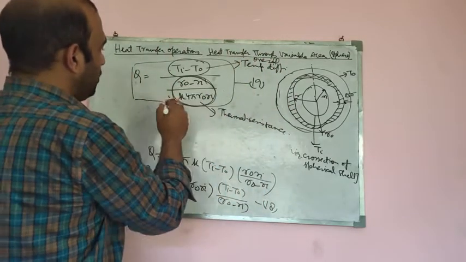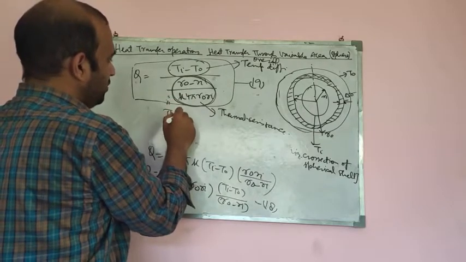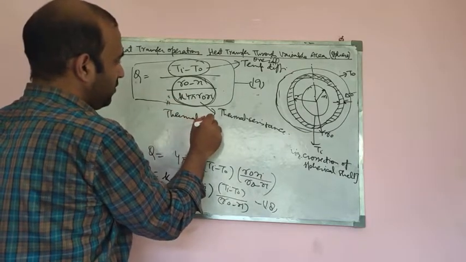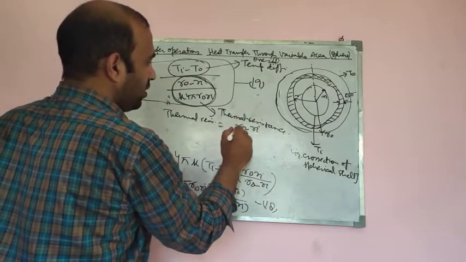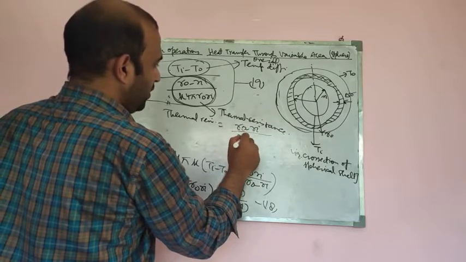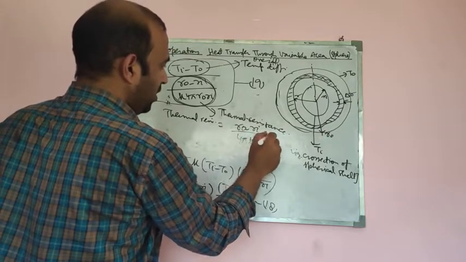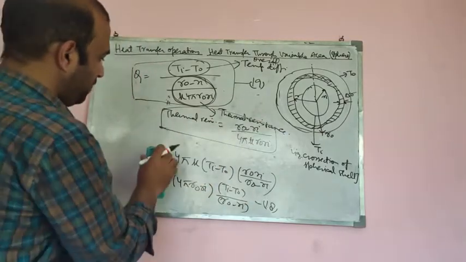So we can say here this is the temperature difference, and this is the thermal resistance for the case of a sphere. Thermal resistance, for R naught minus Ri, that is outer radius minus inner radius, will be equal to R naught minus Ri divided by 4 pi K R naught Ri. So this will give you the thermal resistance for the case of the sphere.